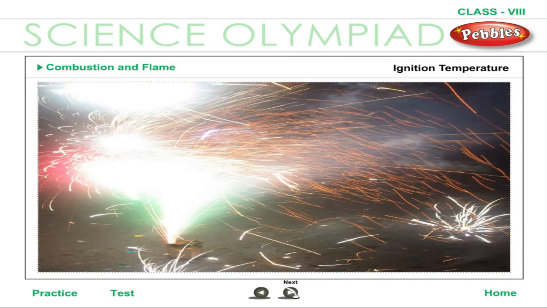Sometimes a large volume of gas is liberated in combustion besides the production of heat and light. The sudden evolution of large quantities of gas creates excessive pressure that produces a loud noise. Such a combustion is known as an explosion. The bursting of crackers and the shot of a gun are examples of explosion.